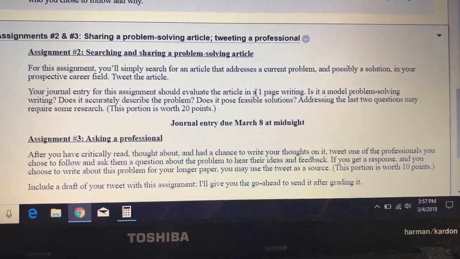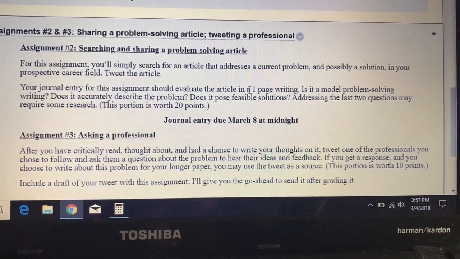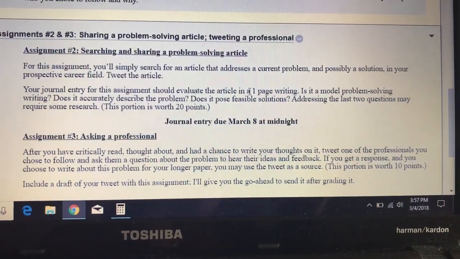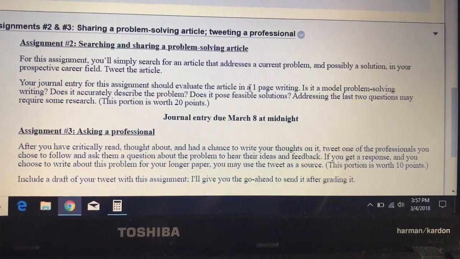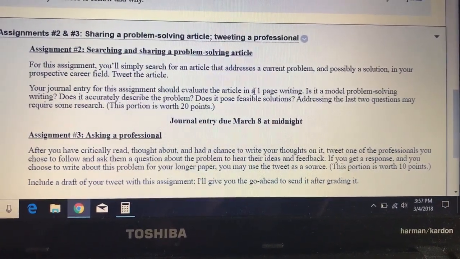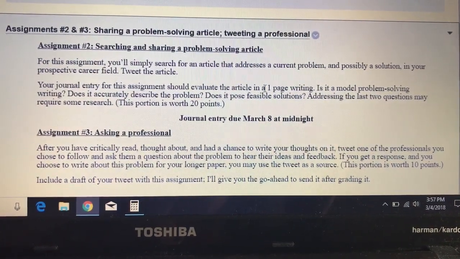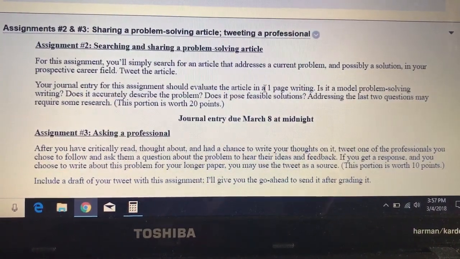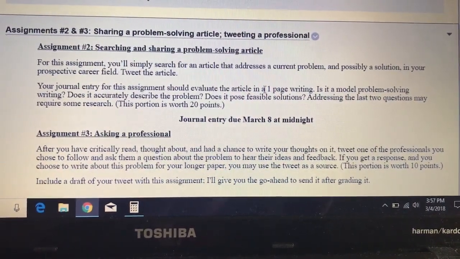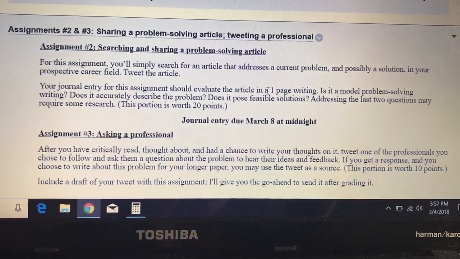When you turn in assignment 2, I want to see at the end of it just a draft of the tweet that you would ask. I want to see the handle of the professional you're going to ask, and I want to see your question. If you choose to write your problem-solving essay on a problem related to your field, your major, you can use this tweet as a source if you get a response back from your professional.